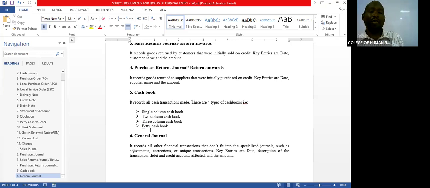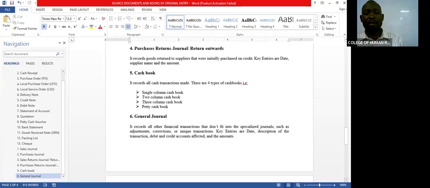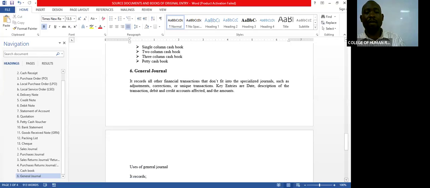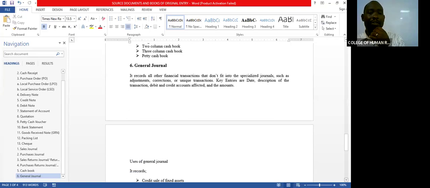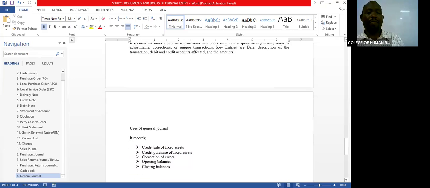And the general journal has actually 5 uses. It is going to record 5 categories of items. And one of them we have dealt with already. So it has 5 uses.